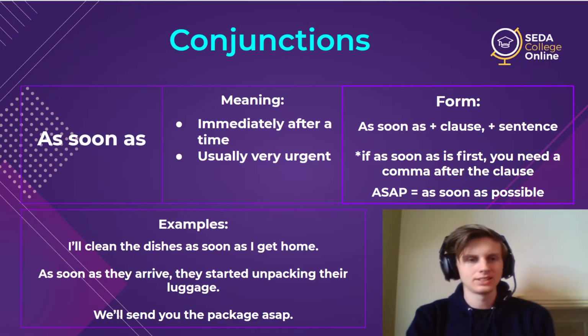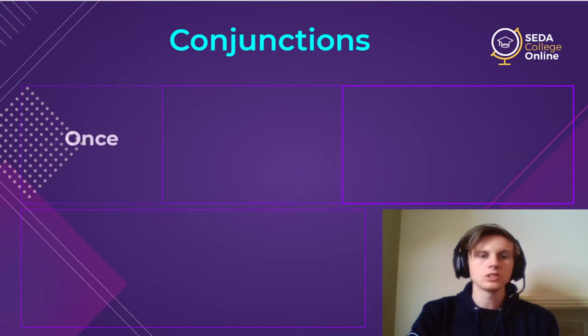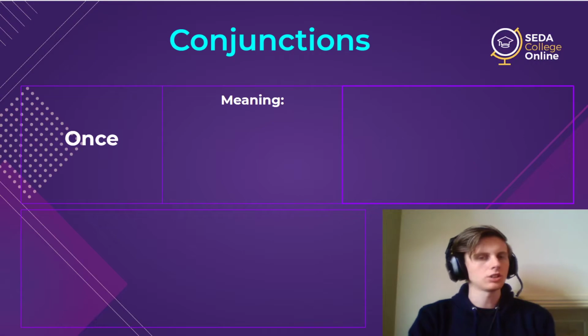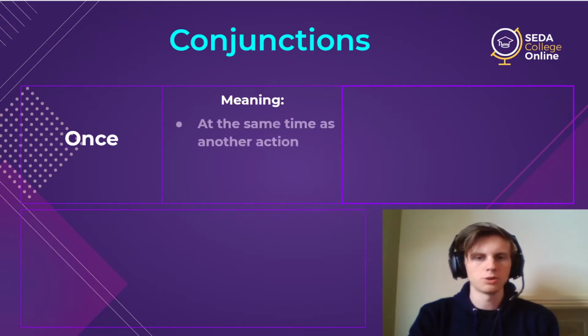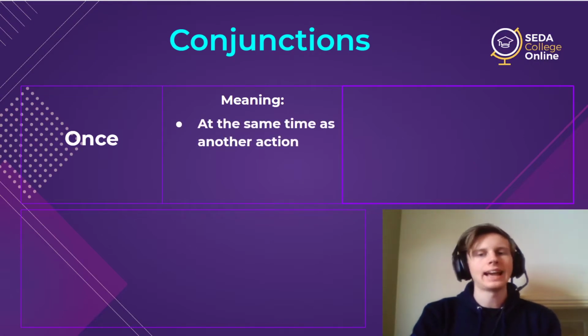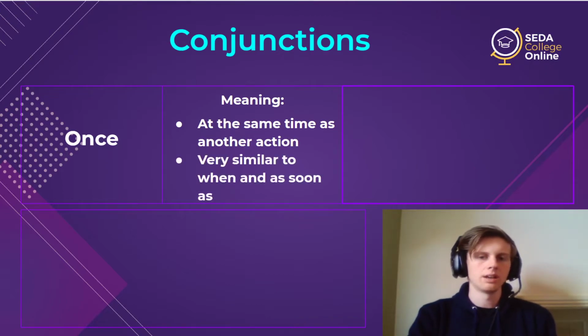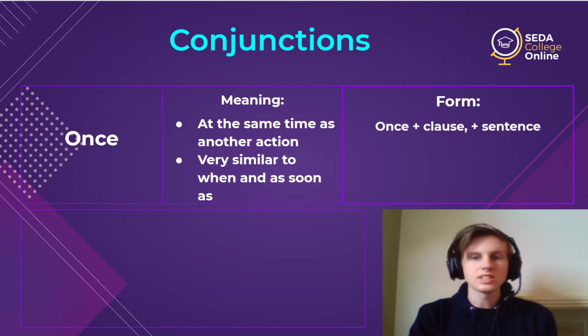All right, the next conjunction to talk about is once. So once is very similar to when and as soon as, and I'll talk about specifically how they're different in a moment. But this one just means at the same time as another action. Like I said, it's similar to as soon as, but there's a slight difference in feeling. And it's also very similar to when, and it's used the same way.